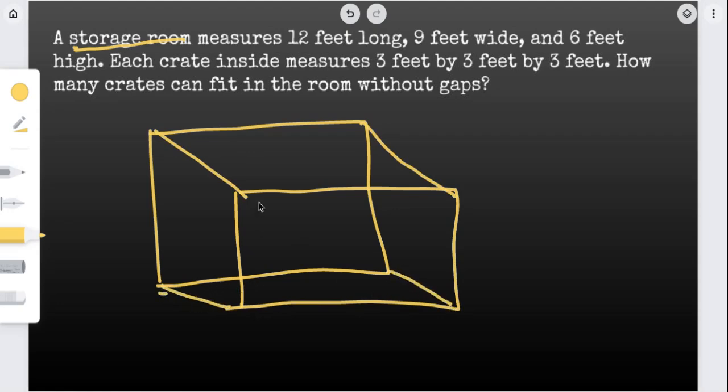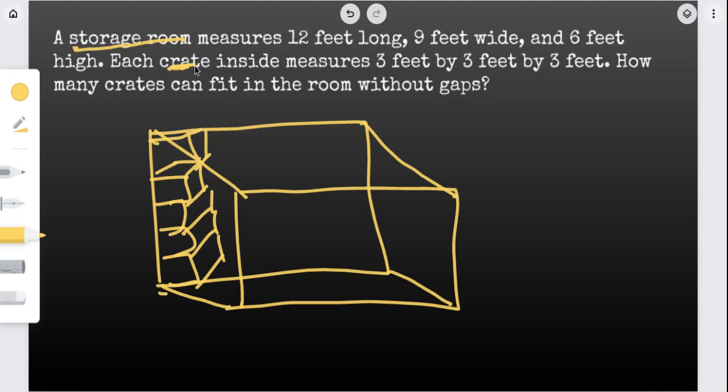So in this room, though, we're going to be storing some crates. If this bigger prism is our storage room, I'm picturing, okay, we're going to be storing a bunch of crates, like a bunch of boxes, but we have to pretend that these are all three-dimensional boxes. And they're going to be stacked, it says, without any gaps. So this room is just going to be full of packing boxes.